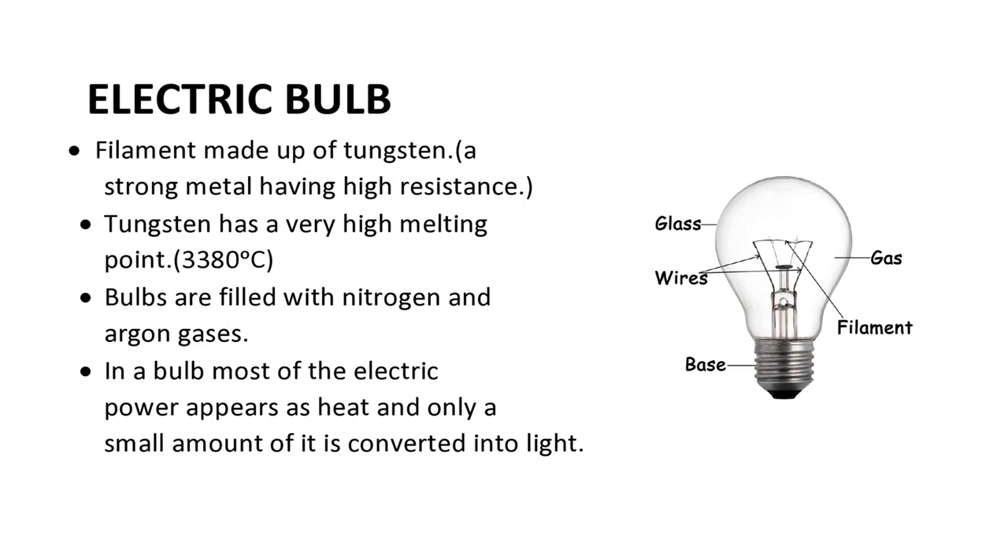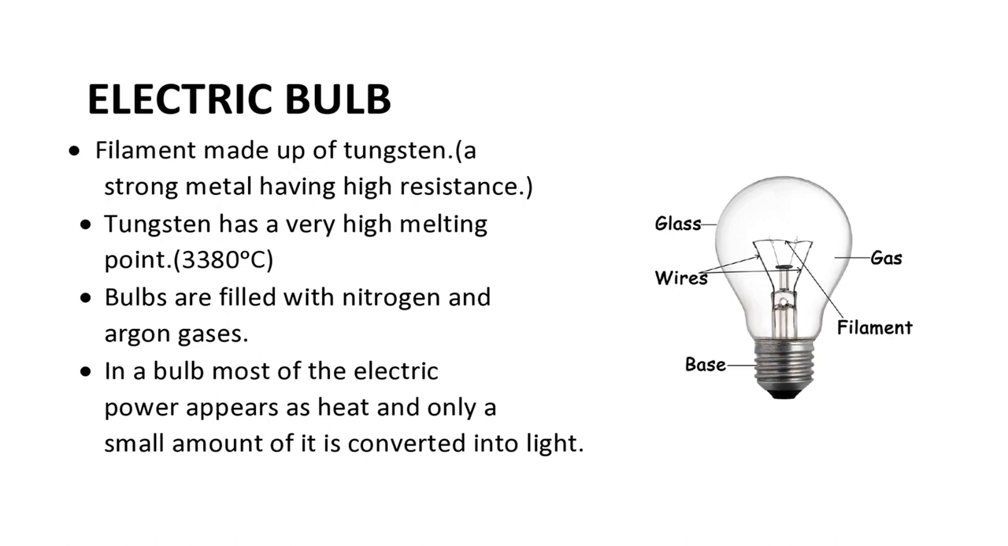A bulb has a filament made of tungsten which offers a high resistance. Tungsten also has a very high melting point of the order of 3380 degrees Celsius, and so when it becomes very hot it starts emitting light. We also say that tungsten becomes incandescent, that is, glows at very high temperature.